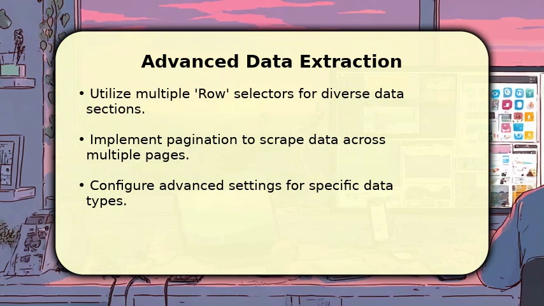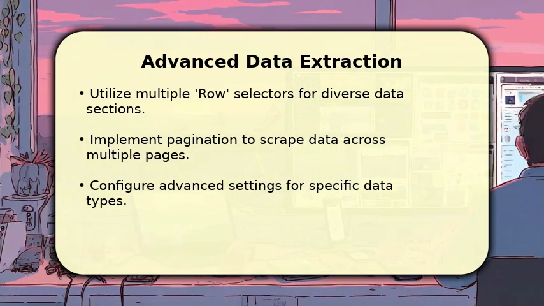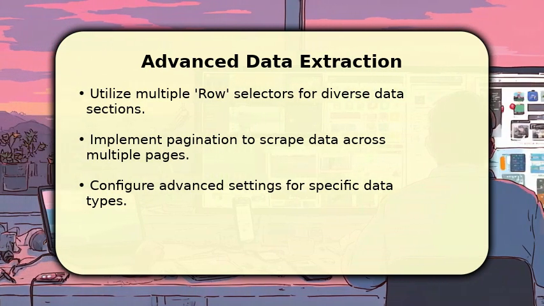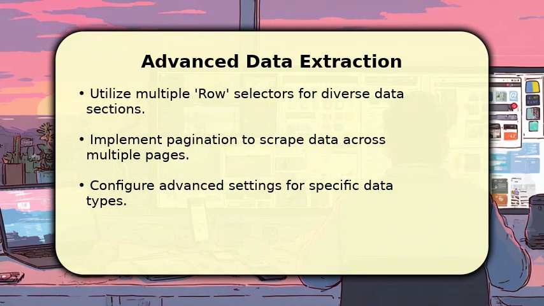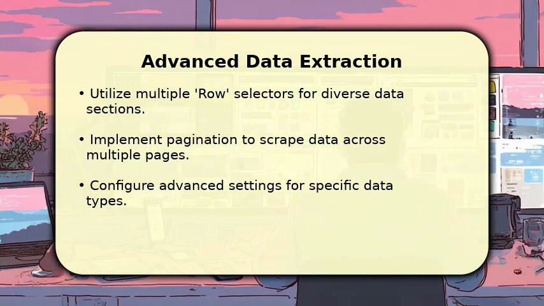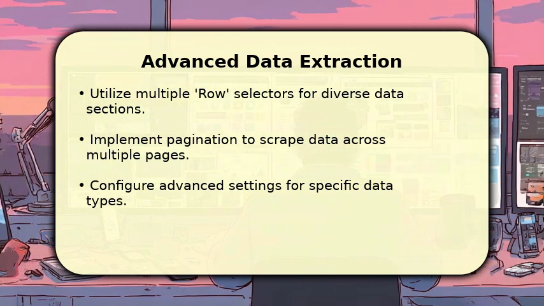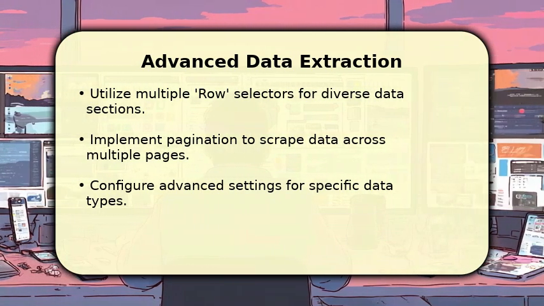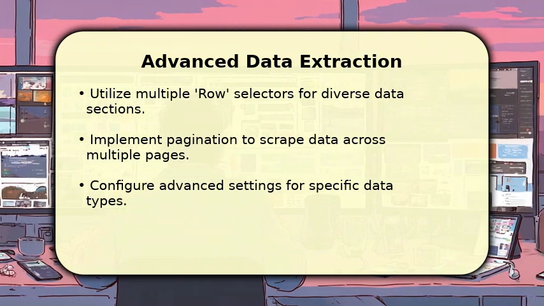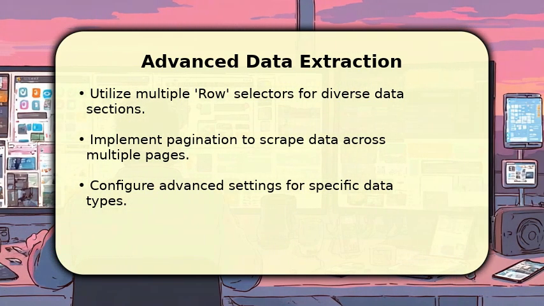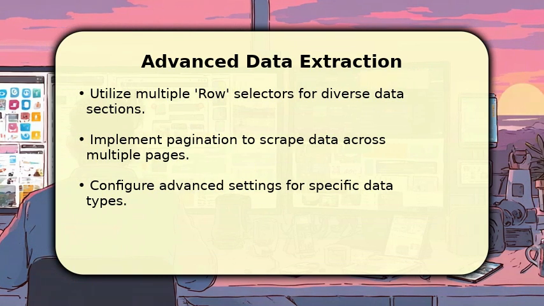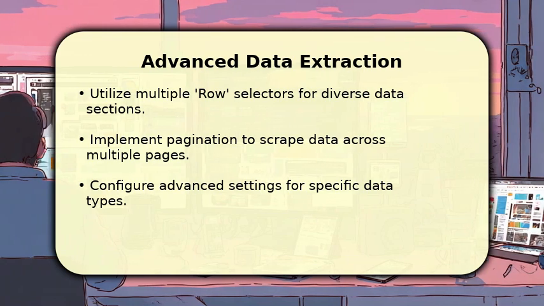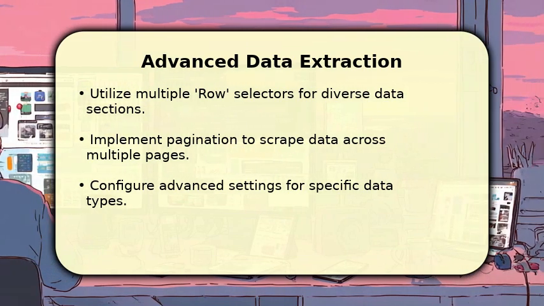For more complex extractions, Data Miner offers advanced features. You can define multiple row selectors to capture data from different sections of a page. To handle websites with multiple pages, utilize the pagination option, instructing Data Miner how to navigate to the next page automatically. This allows you to scrape thousands of entries across an entire site, exporting your collected data into convenient formats like CSV or Excel spreadsheets for easy analysis.